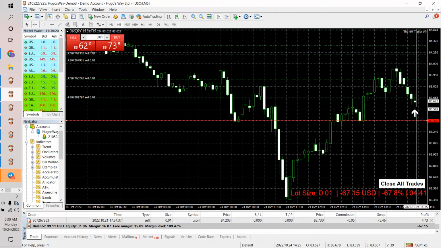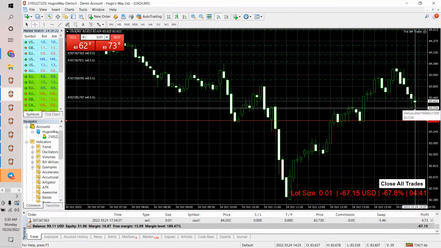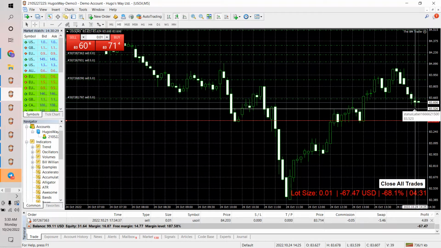And I'm going to just move this candle right here. We're going to move that over to, sorry, folks, just give me 1 second. So the low point right here is 83.539.